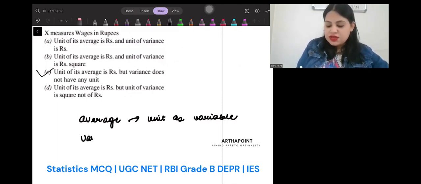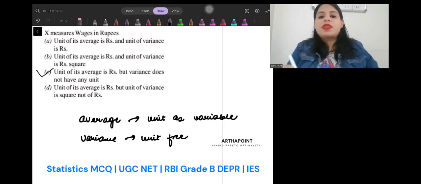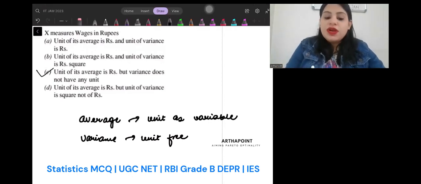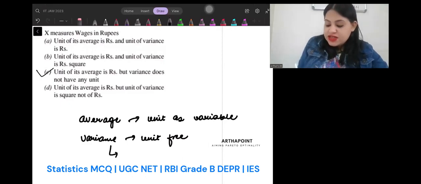So variance is unit free. Variance is unit free. This is what it wants to test here, that do you understand. In variance we do not write it that way, that it is called unitless. It is called a standardized unitless measure.